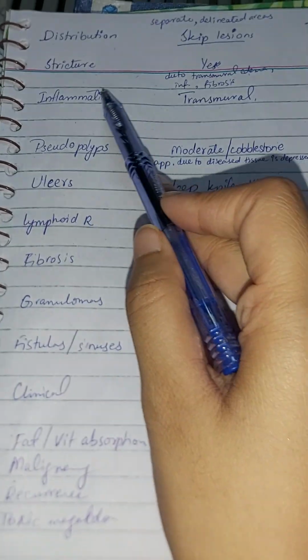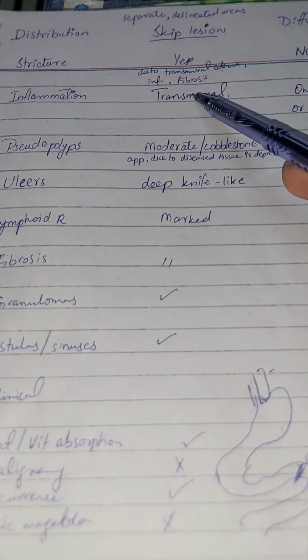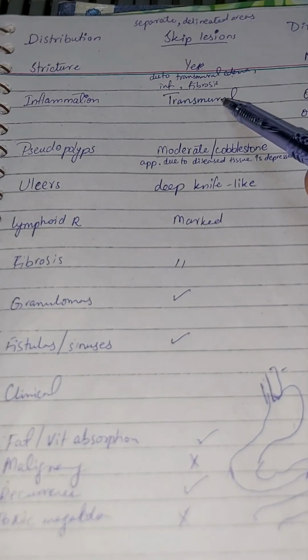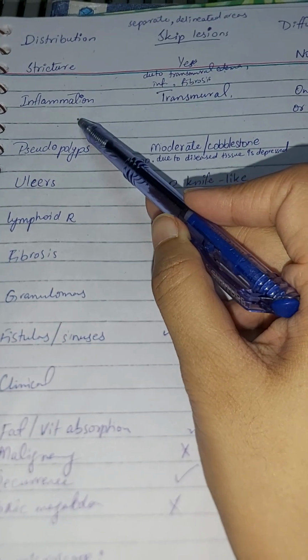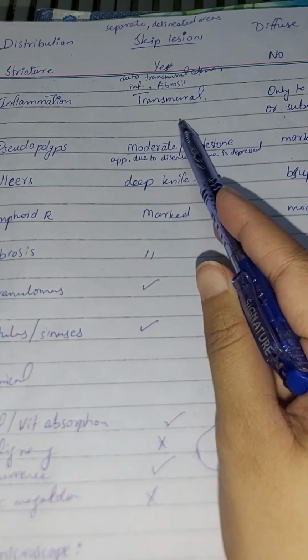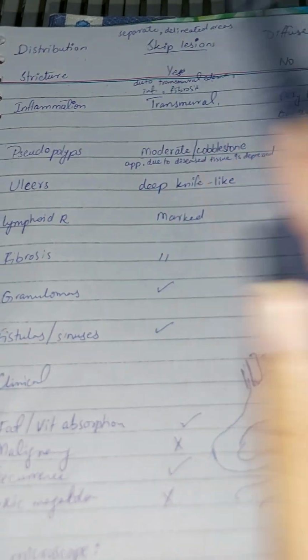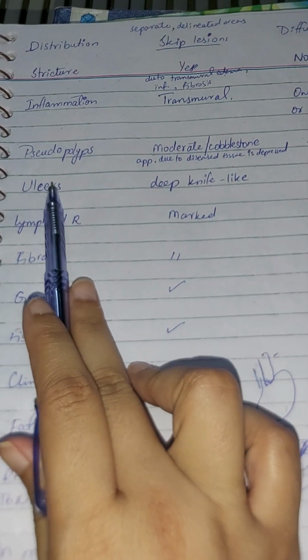Okay, afterwards there may be strictures because of the intense inflammation, edema and fibrosis. They may lead to stricture formation. The third point is the inflammation is transmural, which means that it is involving all the three layers. Transmural means all the three layers: mucosa, submucosa, serosa. Okay, next is the pseudopolyps.